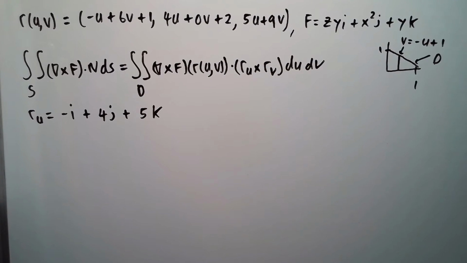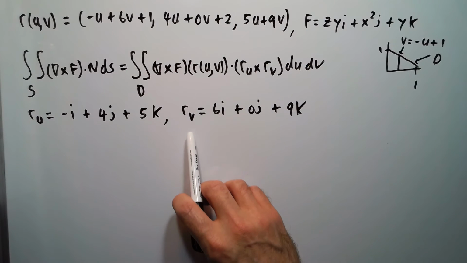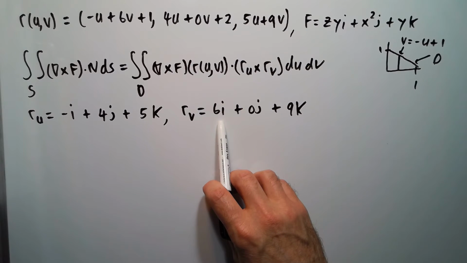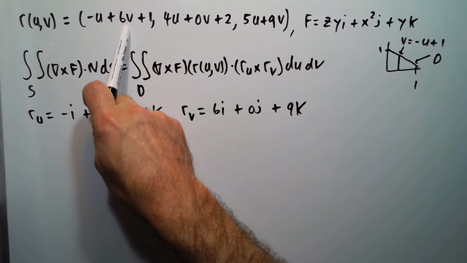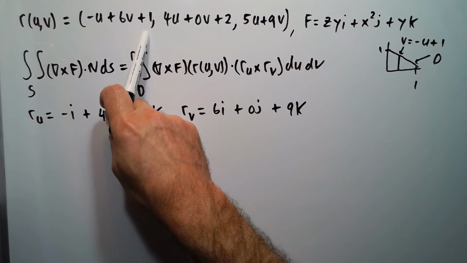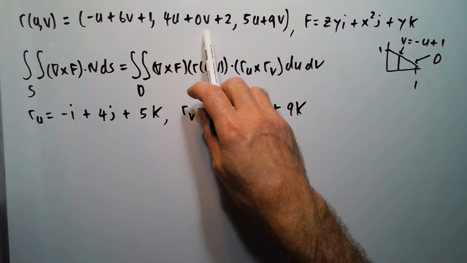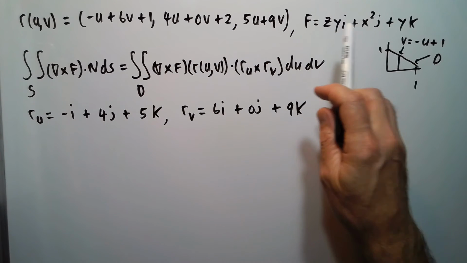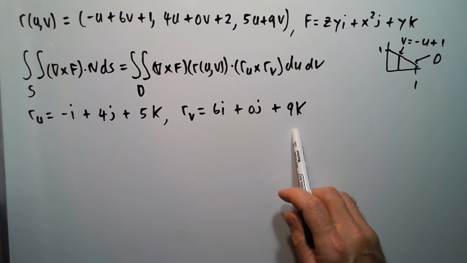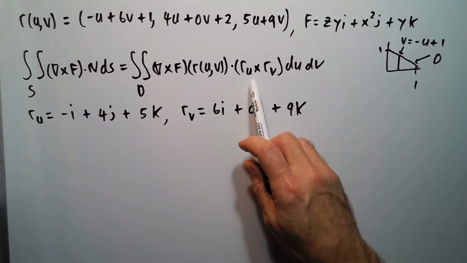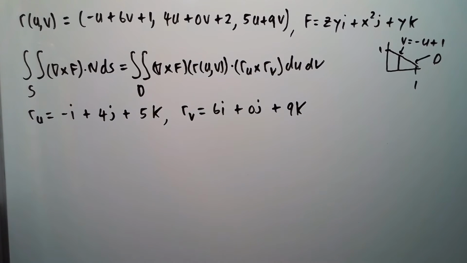Let's do r_v now, the derivative with respect to v. So r_v, the derivative of r with respect to v, it'll be 6i because the derivative of 6v would be 6, and that's a constant 0, that's a constant 0. And there's no v here, so it'll just be 0j, and the derivative of 9v would be 9. Okay, so now let's do the cross product of these two things.